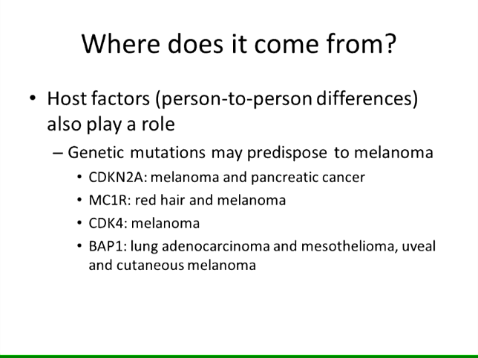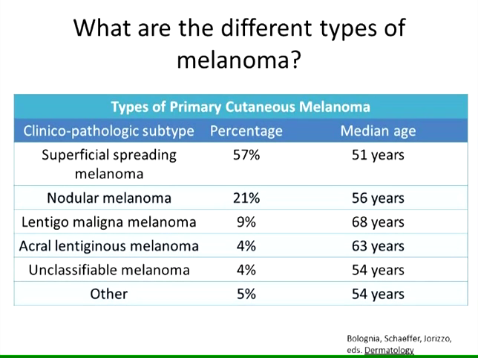There are a variety of other mutations that have been identified, including this CDK4 and BAP1, that may be linked to a variety of other types of cancers, but by far these are in the minority. Most of the melanomas that we see have either sun-induced mutations or are that sporadic group, or just by chance.